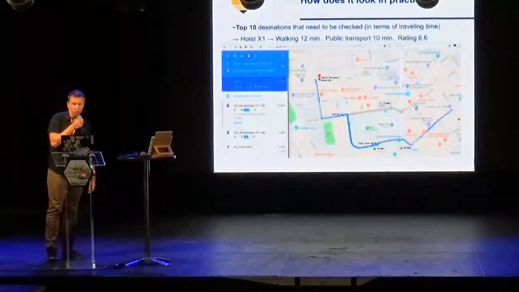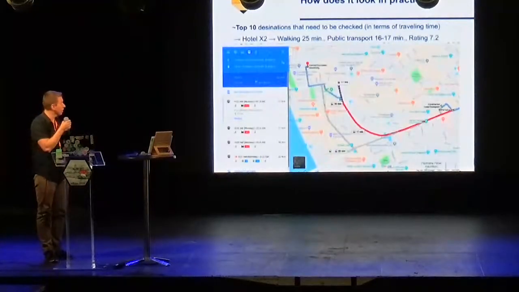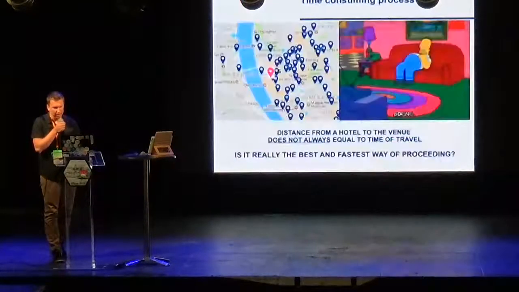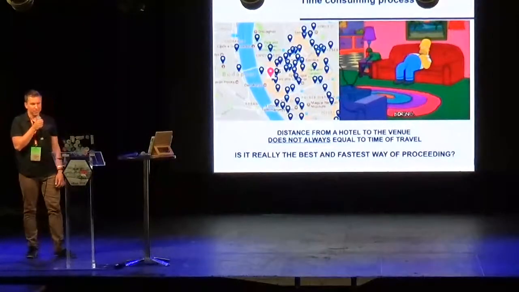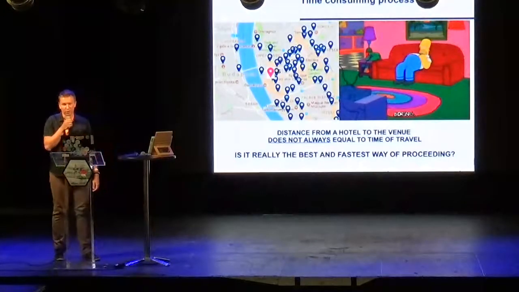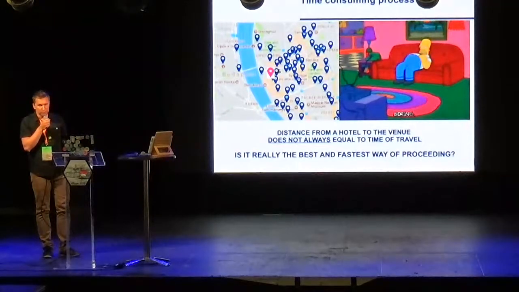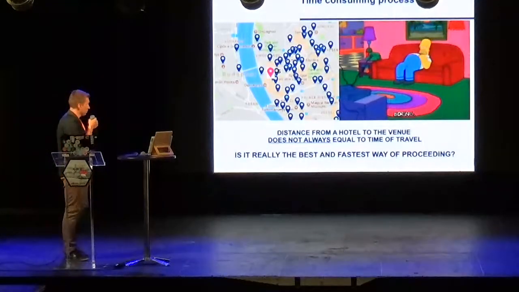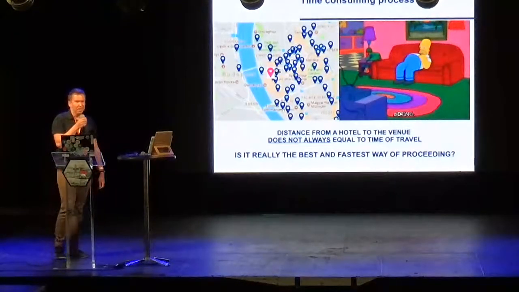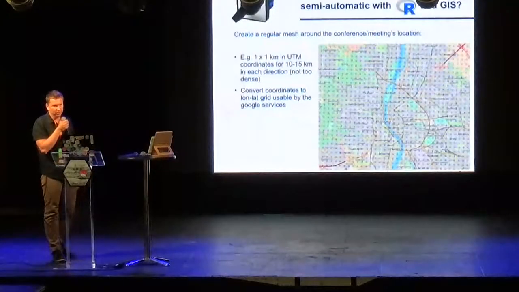So this is an example for hotel, let's say X1, which gives you 20 minutes of walking to the conference venue. Then you do exactly the same for hotel number 2. And very quickly you realize that distance from a hotel to the place where the conference is organized is not the same as time of the travel. And what is most important for me, as I'm a really lazy person, is that this is extremely boring, as Homer Simpson would say. So my question is, is it really the best and the fastest way of proceeding?